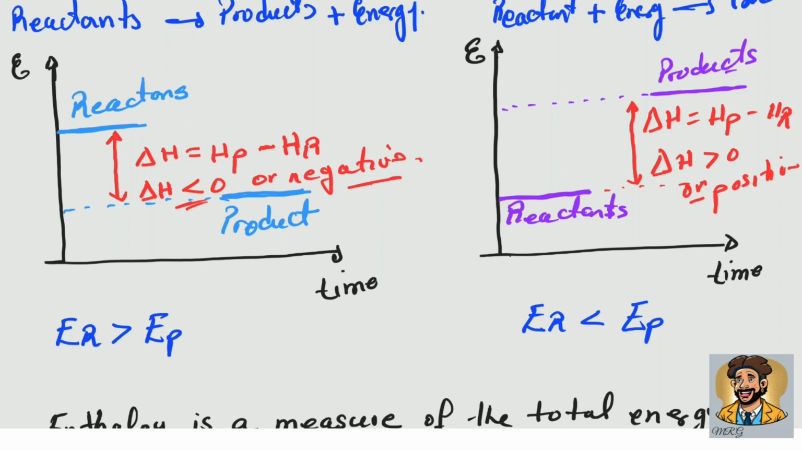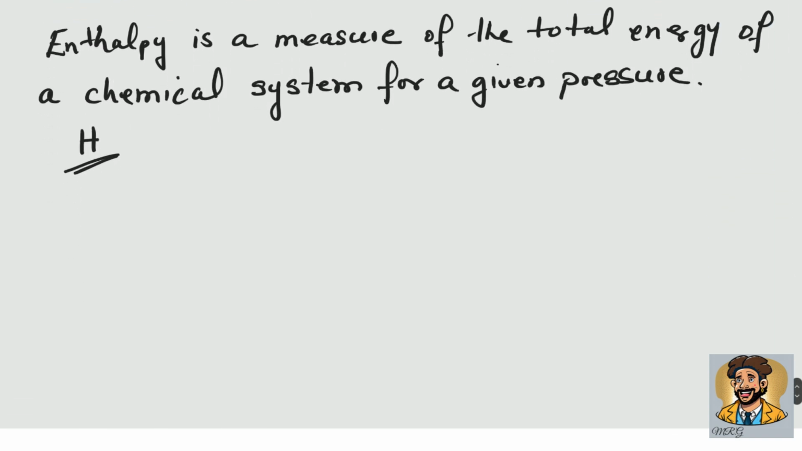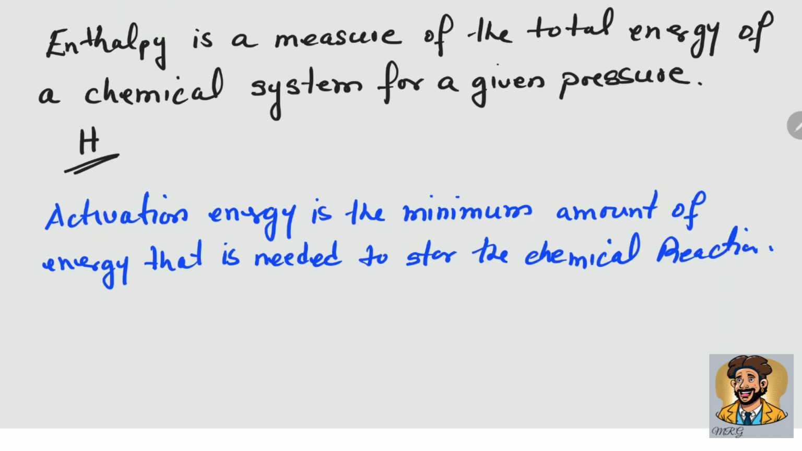That is something we call activation energy. Activation energy is the minimum amount of energy that is needed to start a chemical reaction. We can use the symbol EA if you will.